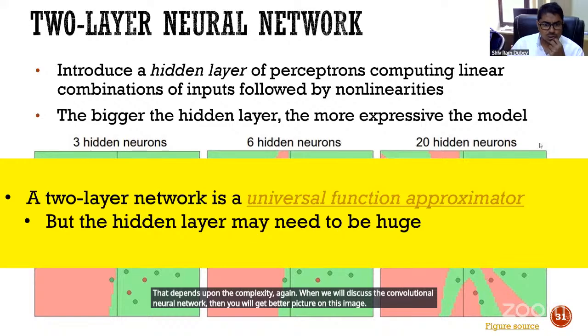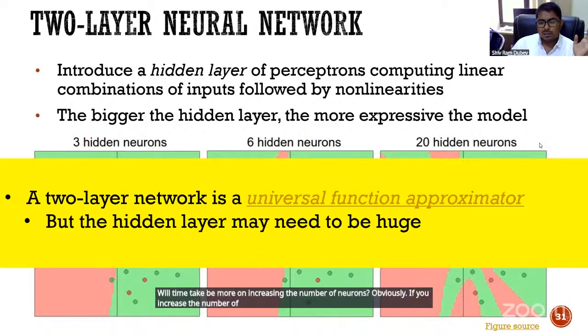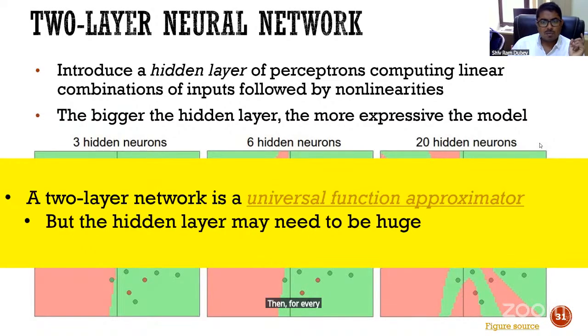So there is another question. What will be the effect on time? Will the time taken be more on increasing the number of neurons? Obviously, if you increase the number of neurons, then for every neuron we need to perform W dot X plus B.